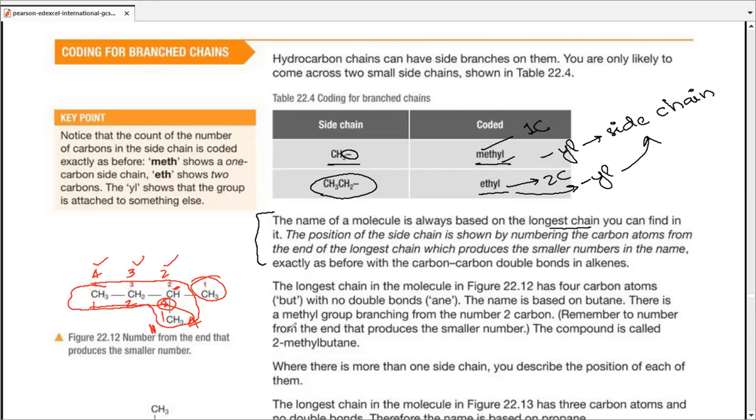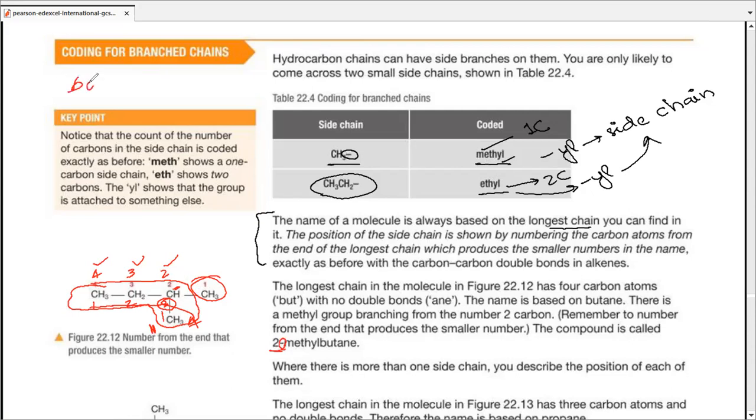For example, how to write this name? First of all, write the number to which the chain is connected. Then put a hyphen, because any number and any letter in organic naming is always separated with a hyphen or a dash. Hyphens are very important. Remember, numbers and letters in organic names are always separated with a hyphen.